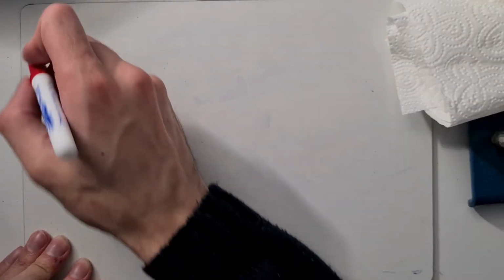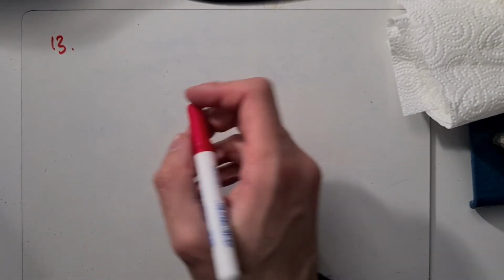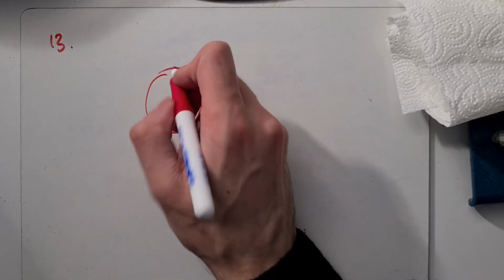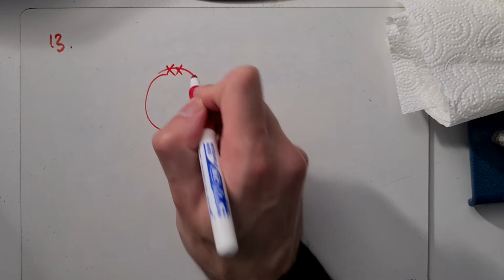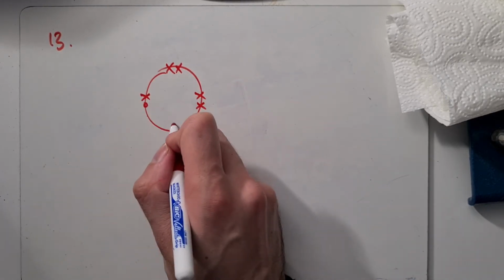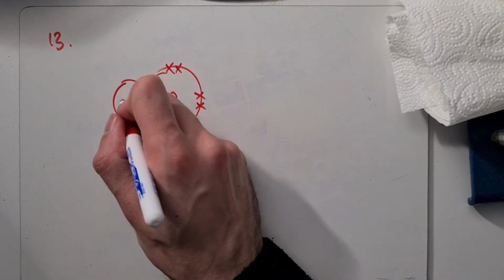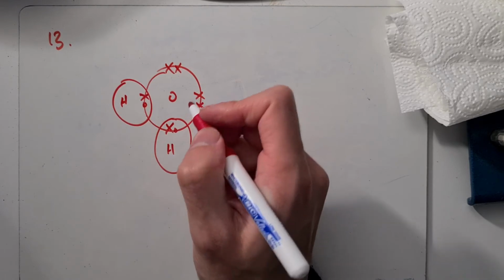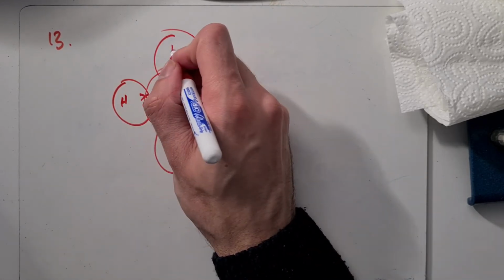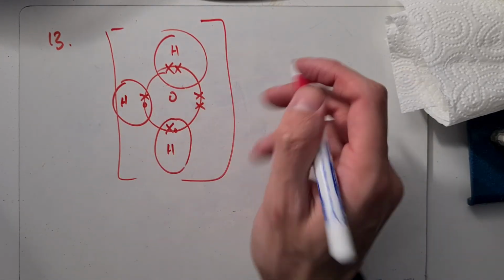Question 13. What is the bond angle of a H3O plus ion? So if we draw out the bonding in H3O plus, we've got oxygen, which has 6 electrons. If I just do water first of all, we've got covalent bonds to 2 hydrogens, so that's H2O, and H3O plus will have a final hydrogen with a dative covalent bond.